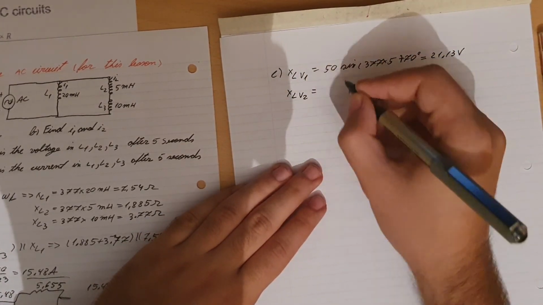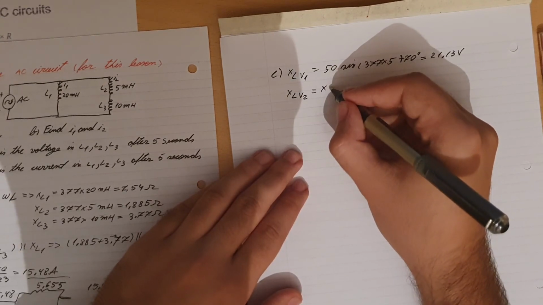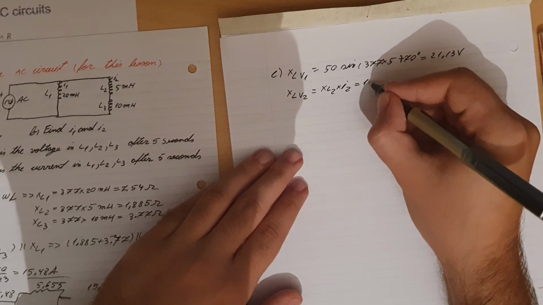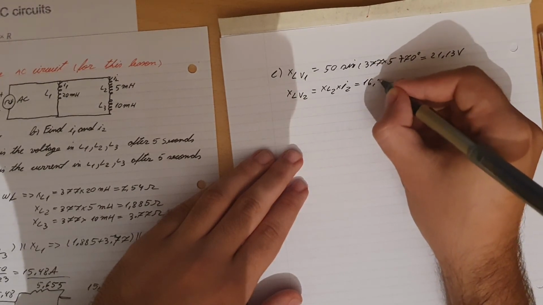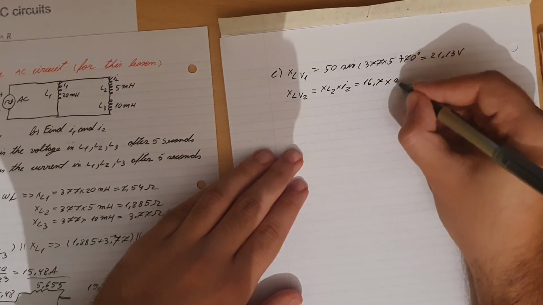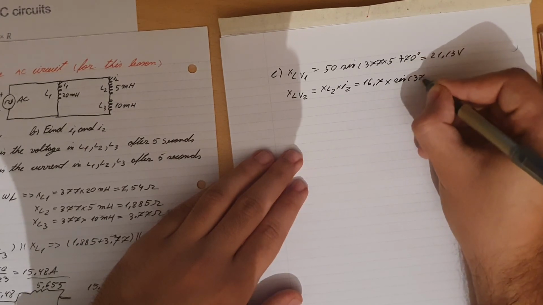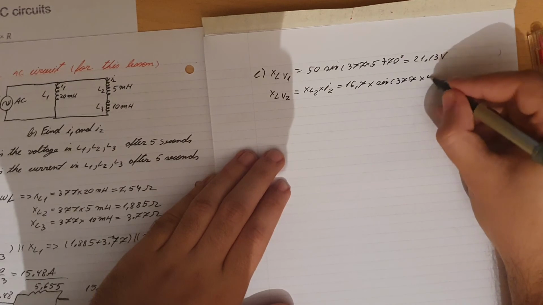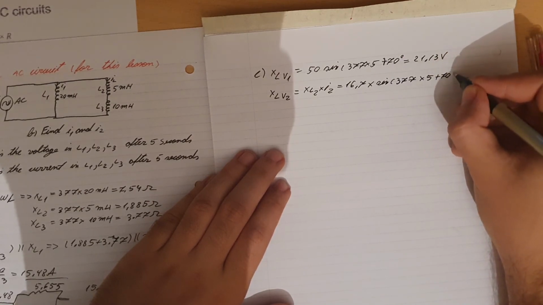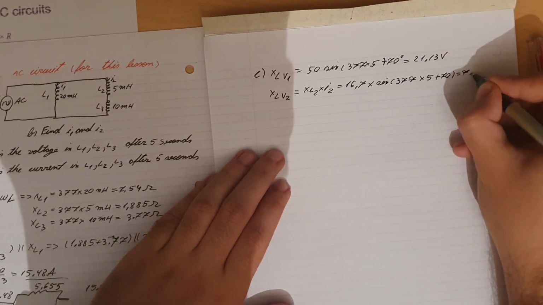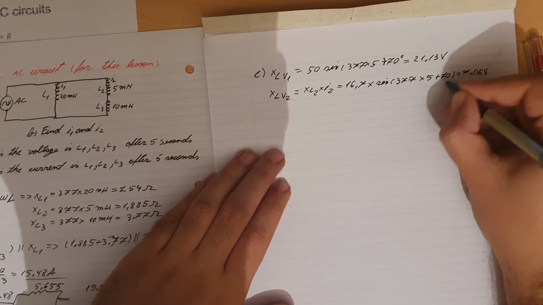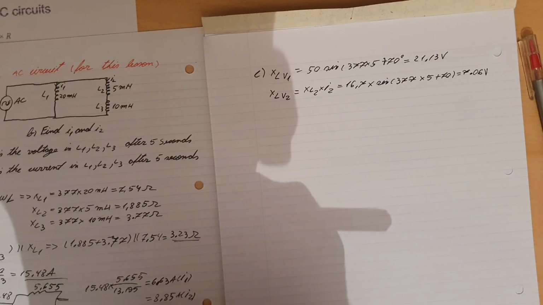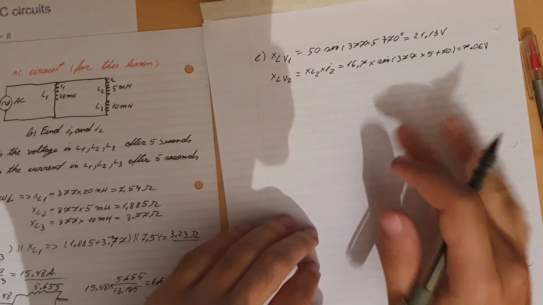XLV2, now in the second inductor, will be equal with XL2 times I2, and that one is equal with 16.7 times sine of 377 multiplied by 5 plus 70, it's equal to 7.06. Again, the angle doesn't change, it doesn't have any plus or minus 90s, because the angle in the voltage stays the same, only the one in the current changes.